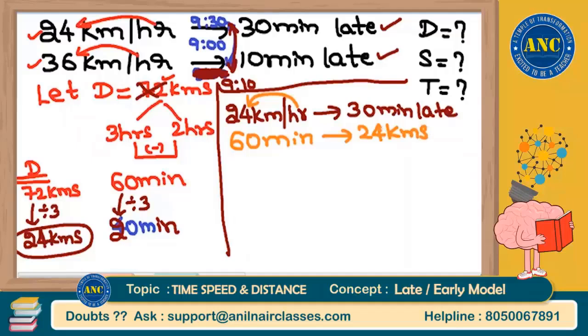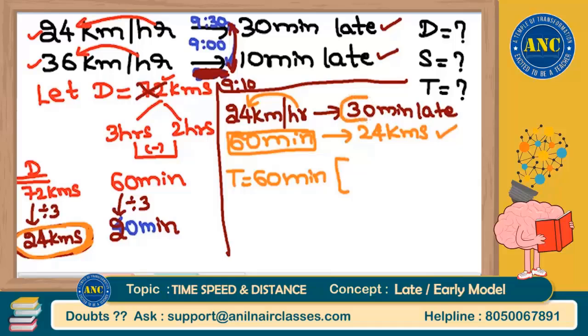But what is the actual distance that needs to be covered? The actual distance is also 24 kilometers. That means to cover those 24 kilometers, I will take 60 minutes. Time is 60 minutes. But there is a condition imposed on time: the condition imposed is 30 minutes late.